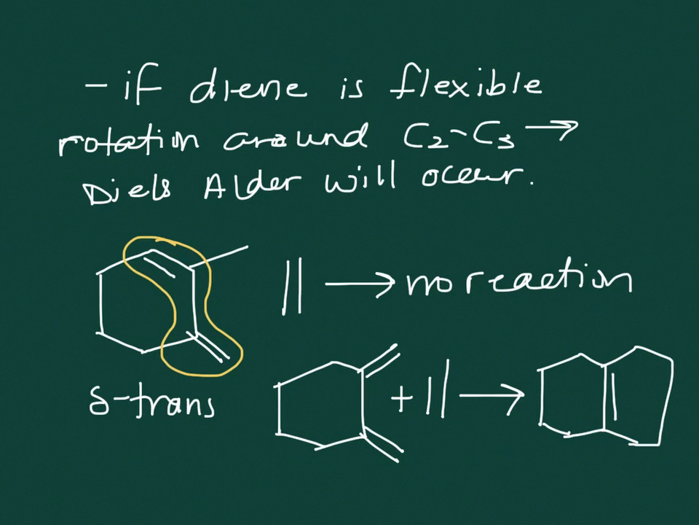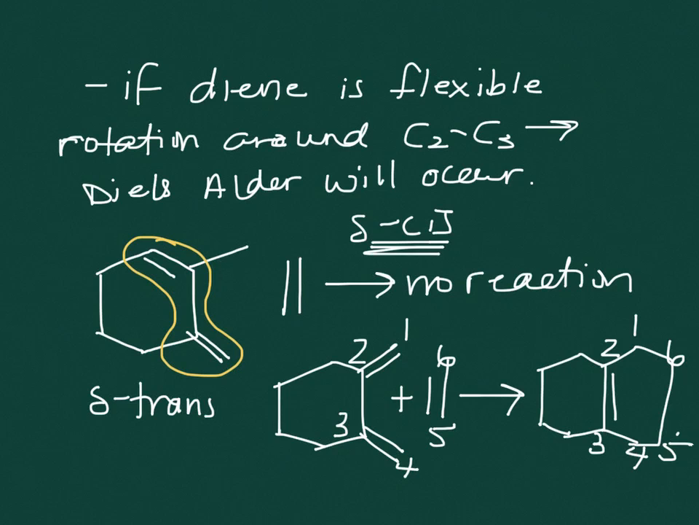And if I just number everything for you, so you see 1, 2, 3, 4, 5, 6. So there's our Diels Alder product. Okay, so remember we have to have the S-cis conformation for the Diels Alder reaction to occur.